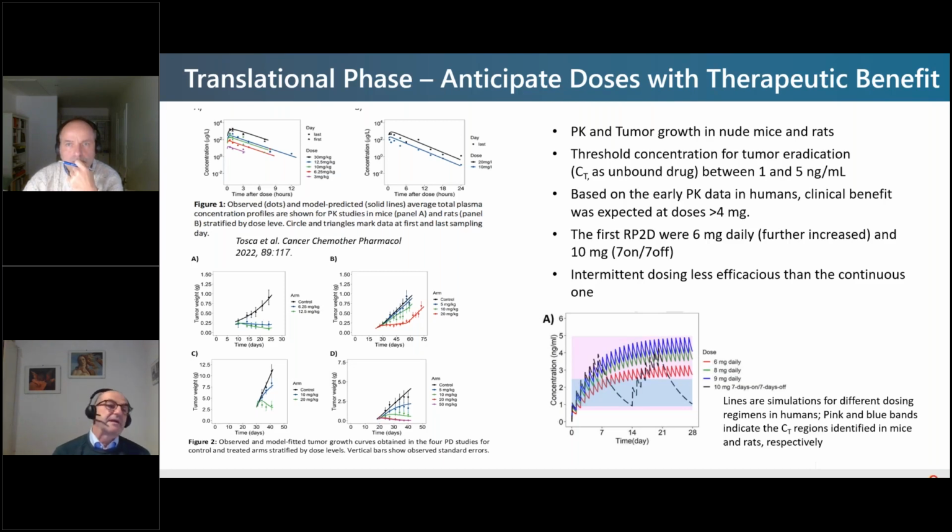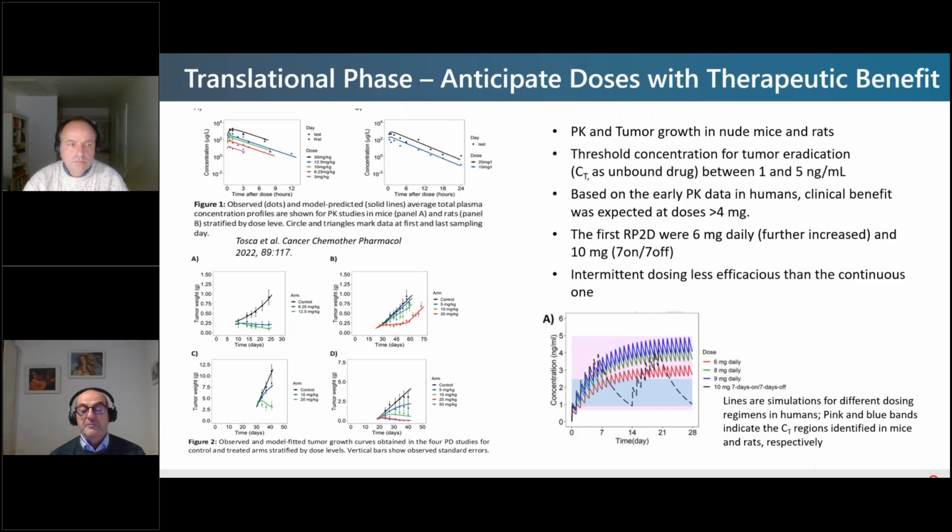On the upper left side, there is the modeling of the PK. On the bottom left side, you can see the modeling of the tumor growth curves in the different experiments. Essentially, based on this modeling, it was possible to identify a range of concentration expressed as unbound erdafitinib, above which tumor shrinkage was expected in preclinical experiments. And this range was considered the target for the dosing regimen in human subjects.